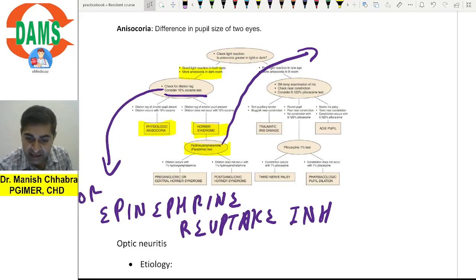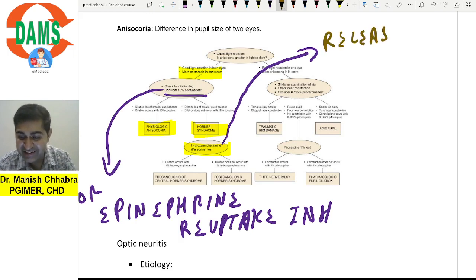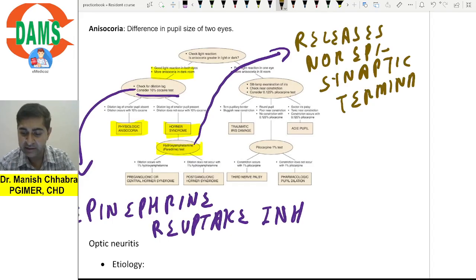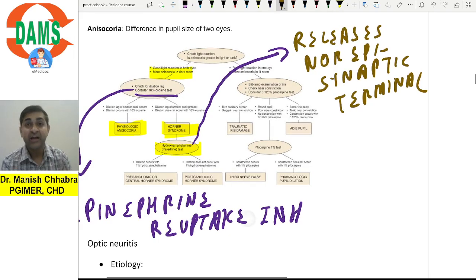Yes, so what is the mechanism of action of hydroxyamphetamine? It releases norepinephrine in the synaptic terminal. Is it understandable? Yes, I hope you have understood. Now let's go on to the second scenario.